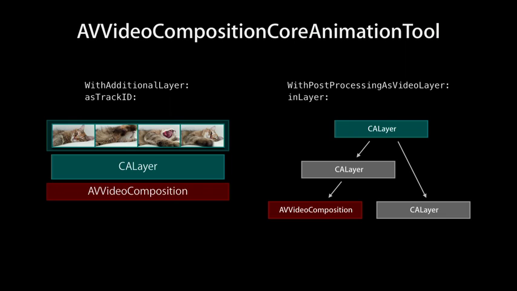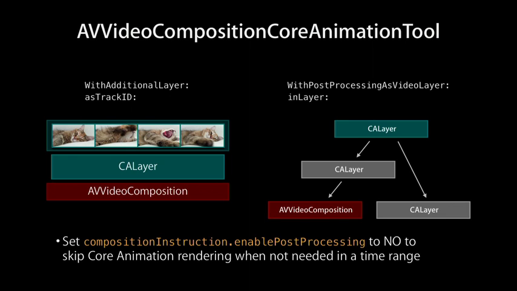Now, rendering a layer tree is an expensive operation, so we can use the enable post-processing property to tell a composition instruction that is a particular time range of the video that we don't want to render the layer tree during that time range, since we, as programmers, know it will have no effect.